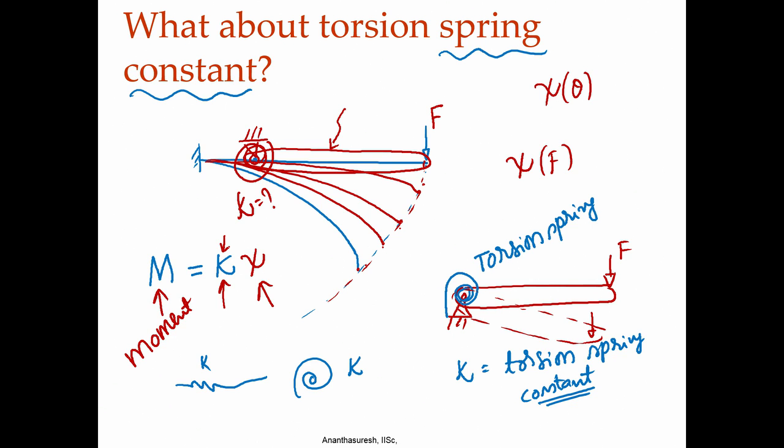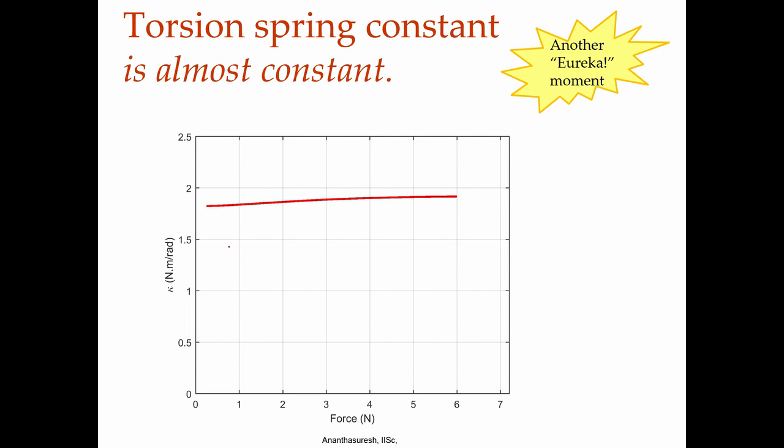And that is what I have done here. For various values of force starting from 0 to about 6 newtons, we calculated that value kappa. The units of kappa are newton meter per radian, because if I multiply by the angle, I should get newton meter, which is a moment. And this is another Eureka moment: it is almost constant. It is not exactly constant.